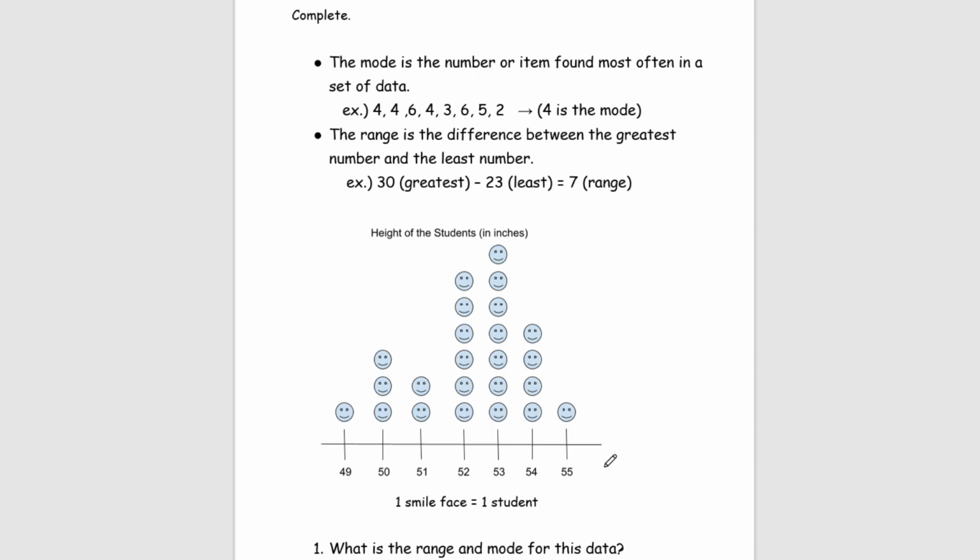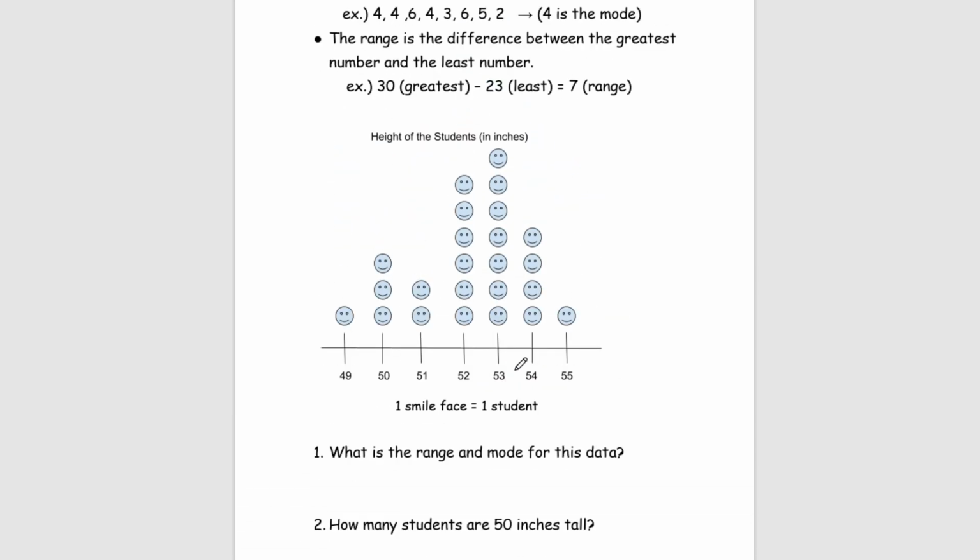For this next part, we're going to find the mode and the range. In case you don't know what the mode and range are, here it explains it up here. Looking at a set of data, the mode is the number that appears the most. In our example, we see that 4 appears 3 times, which is the most, meaning it's the mode. The range is simply the greatest number in the data set minus the smallest number in the data set. As we see here, our example says 30 is the greatest and 23 is the smallest, so we just subtract them and we get 7 as our range.